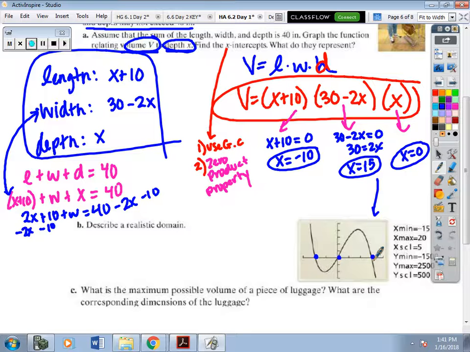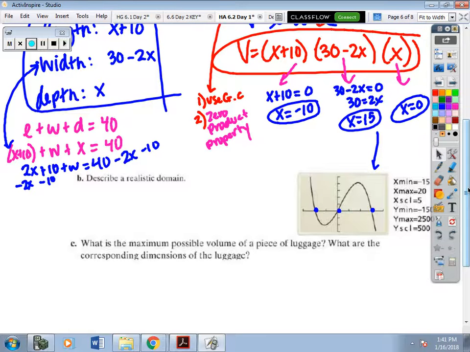Depth. Okay, so these are the values of the depth that would actually make the volume be 0, meaning the luggage would have no volume to it. So if we were to plug in these numbers, we would get a volume that is 0, meaning you wouldn't be able to put any of your stuff inside the suitcase because there would be no space inside. Okay. So these are just bounds.